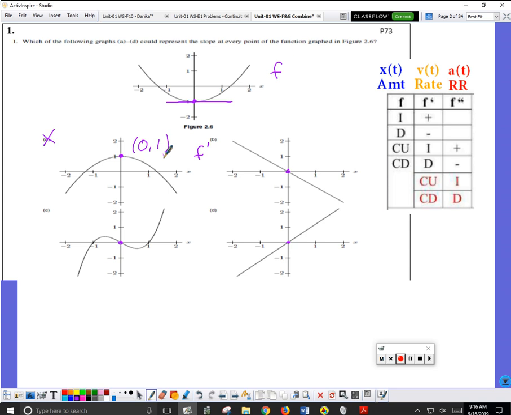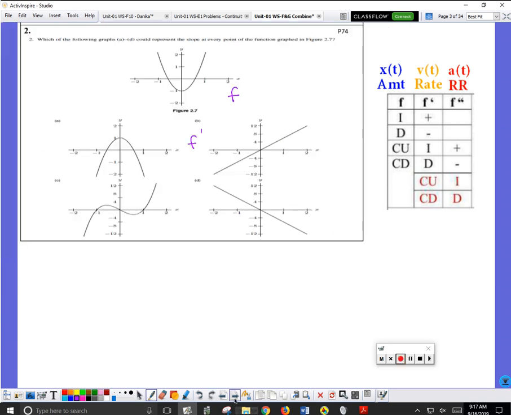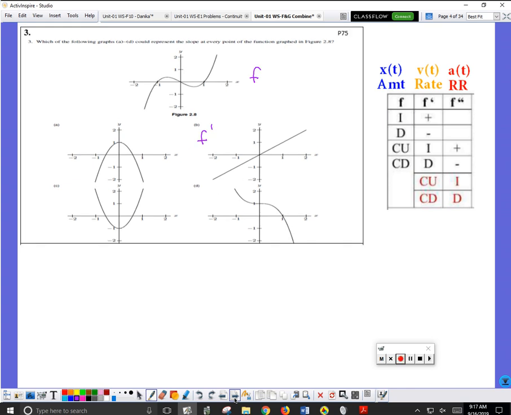Did that help? Anybody else want to talk about it? I'll let you finish this one, but that was just answering her question. Okay, make note that problem number 2 is exactly the same question, just different graphs. So giving you a graph of f, you're supposed to identify the correct matching f prime. Number 3, same thing again, just more practice.